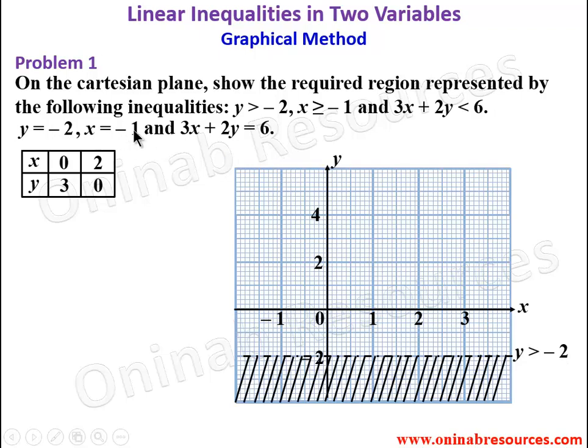So for the next line, we have x is equal to -1. Then we check the respective inequality, which is greater than or equal to. We are going to use the normal line, not the broken line. So we use the bold line, and this is the line x is equal to -1. We now draw the line here, x is equal to -1.